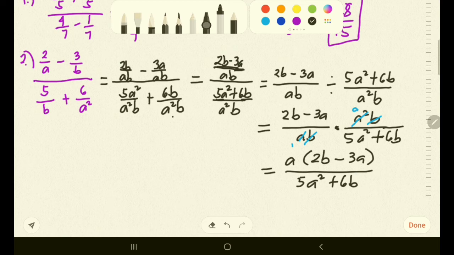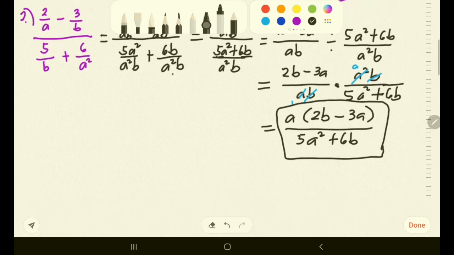Okay. Remember, class, there are many students who will just cancel this out like this. Oh, okay, I can cancel this out, ma'am, because they're a or this b. Okay, class, that is wrong. Remember, that is wrong. You cannot, because this 2b minus 3a is a binomial. So, when you factor 2b minus 3a, you factor that out with the same binomial also. Okay. So, this is the final answer for this second example.